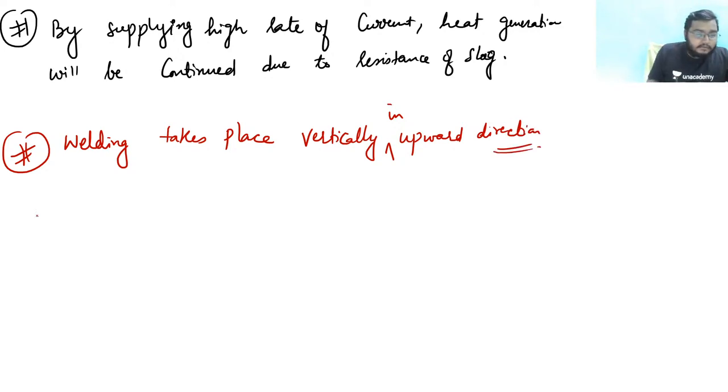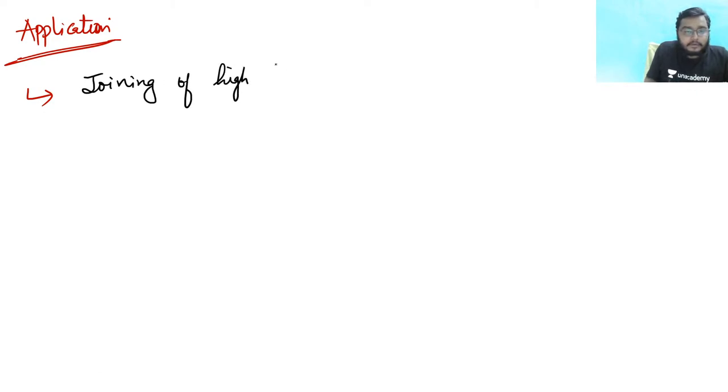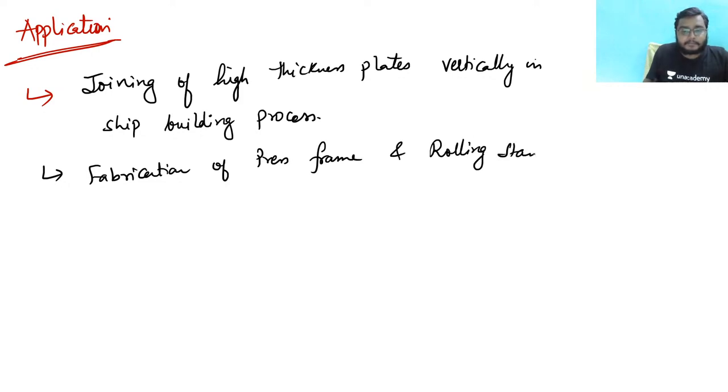Okay, now what is the application? What is the application of this electroslag welding? So we use it to join the very high thickness plates. We have seen that. So joining of high thickness plates vertically in ship building process. Next thing is fabrication of press frame and rolling stand mill. These are the most important applications. Remember those things. Sometimes questions are asked from these things only.